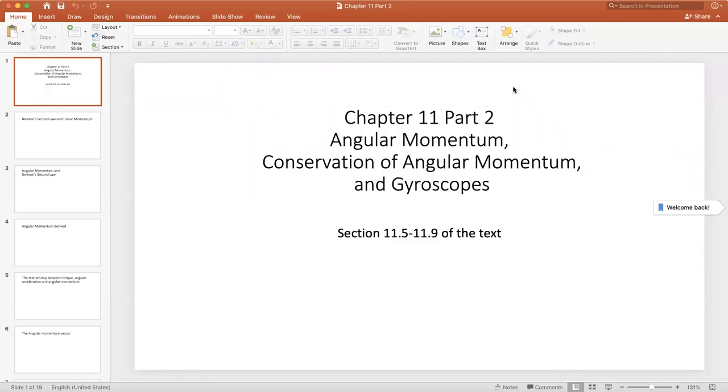Hello, everyone. This is chapter 11, part 2. Chapter 11, part 2 will focus on angular momentum. We will develop a conservation of angular momentum law and talk about problems associated with the conservation of angular momentum.